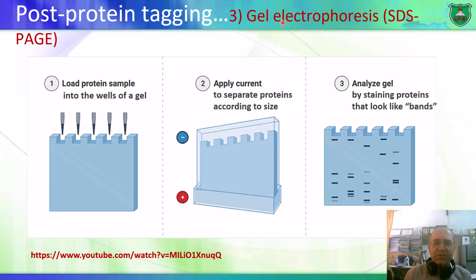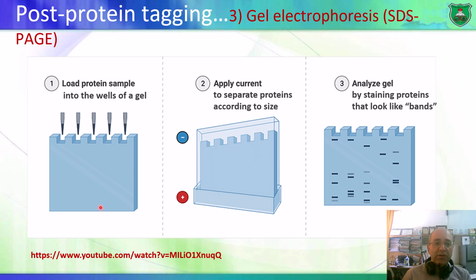Now, the first two techniques allow us to isolate a protein, or to purify it from a bunch of other proteins. Now, in this third technique, we can detect a protein. We can identify a protein using gel electrophoresis. Just like in DNA, where we separate DNA fragments according to size, we can do the same thing with proteins.